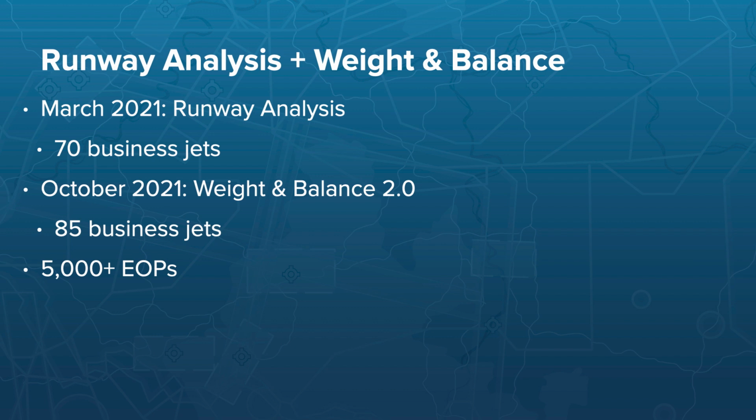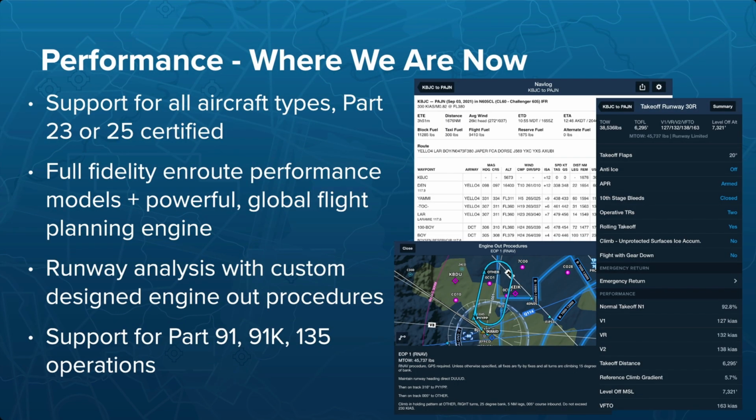One other thing we're doing is, in context with our runway analysis, we are creating our own engine out procedures. So these are custom engine out procedures, and we currently support about 5,000 of those, and that grows every single day. So on the next slide, we can see where we're at right now this year. We support Part 23 and 25 certified aircraft.